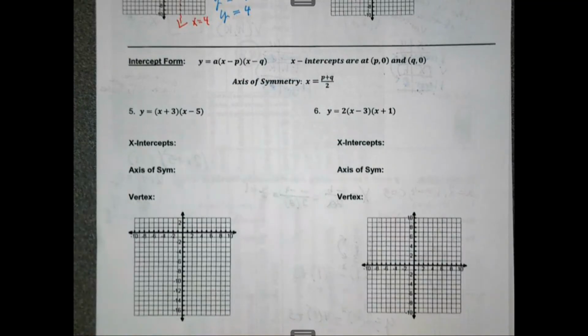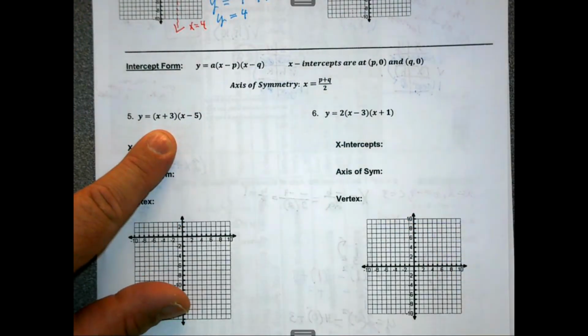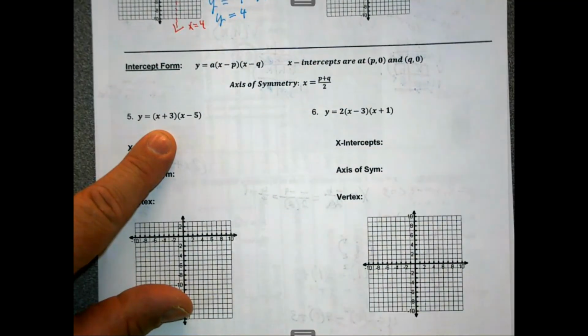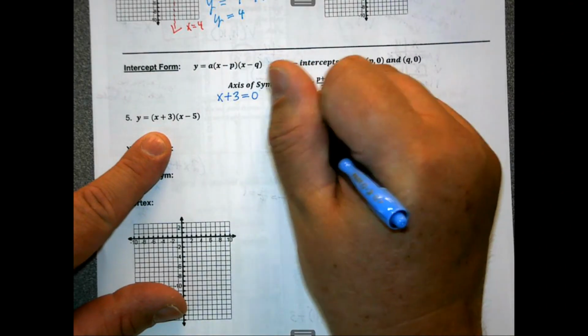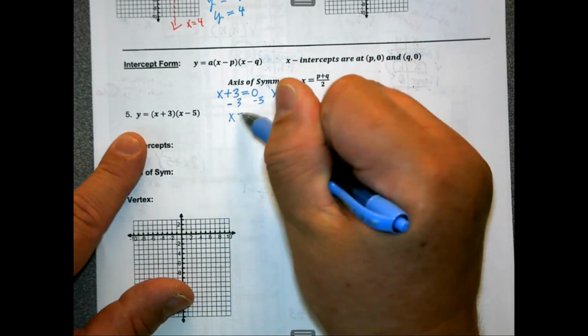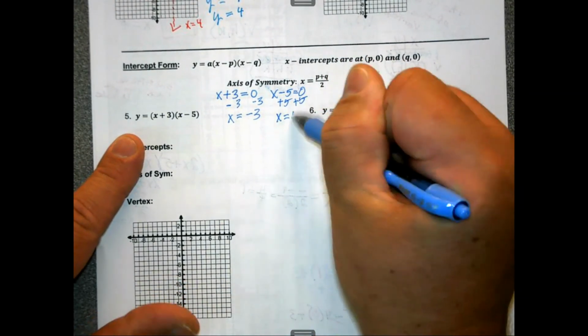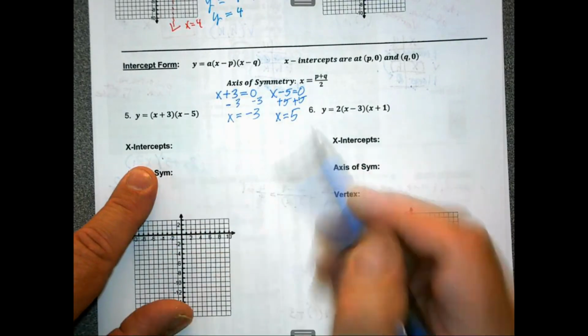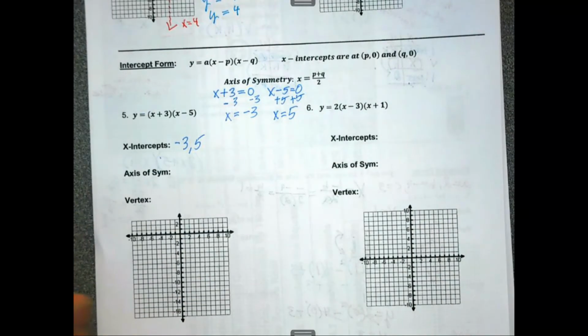All right, last one. Intercept form. Okay, they actually gave it to us in intercept form, right? If we set those equal to 0, that'll get us our x-intercepts. So subtract 3, subtract 3. So x equals negative 3, add 5, x equals positive 5. So our x-intercepts, we could have just taken the opposite signs. Negative 3, 5. Pretty easy, right?